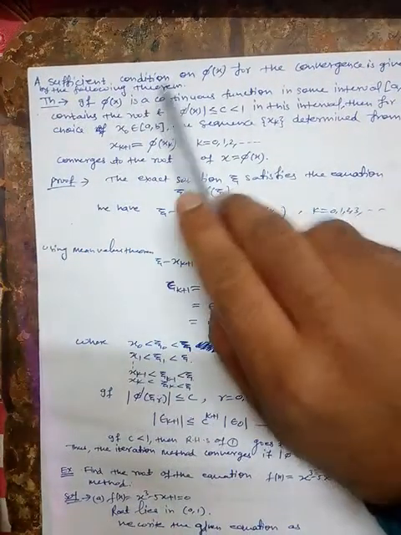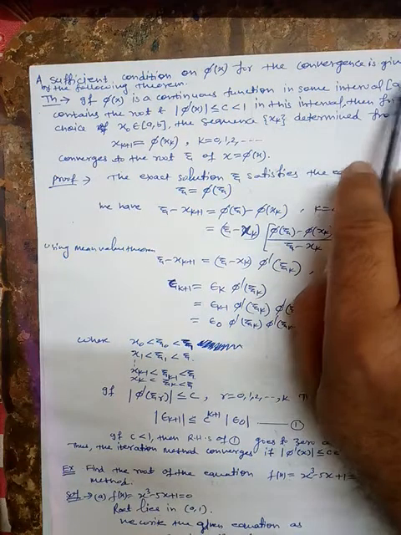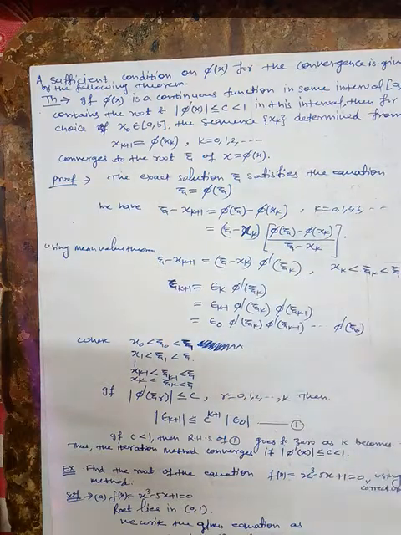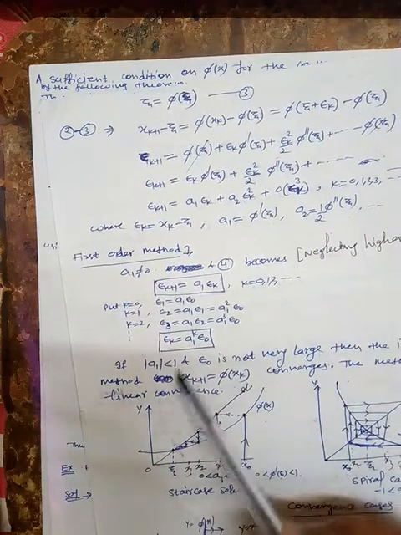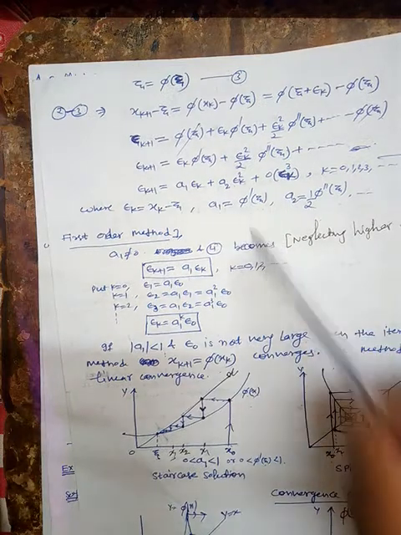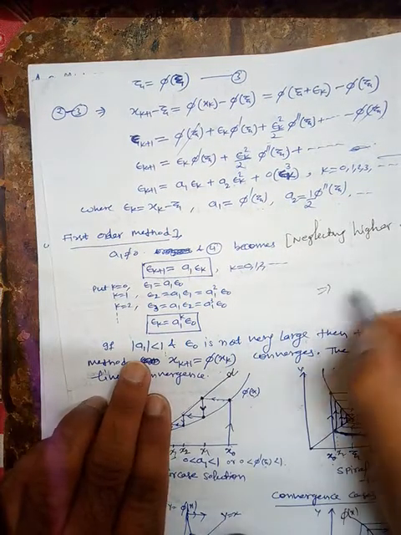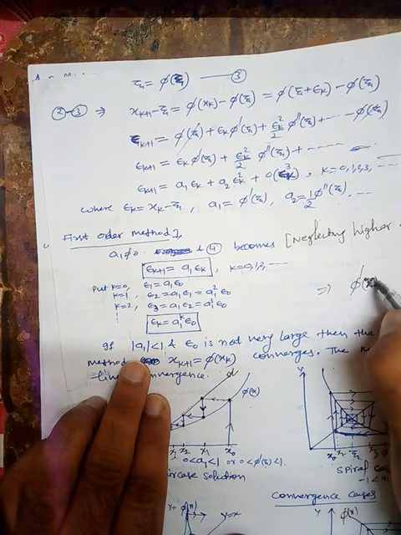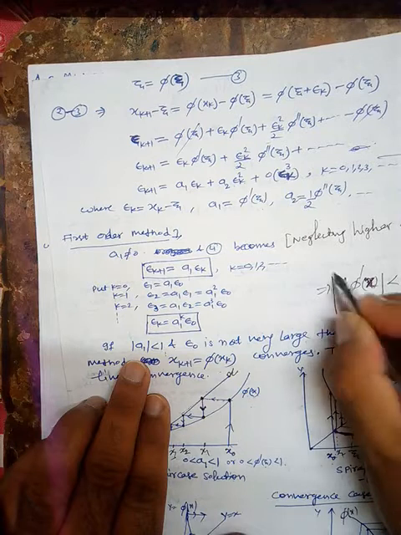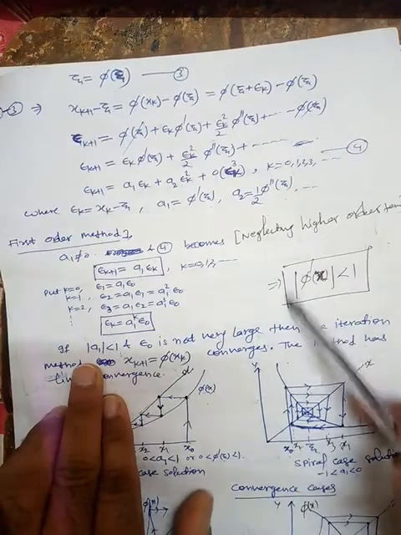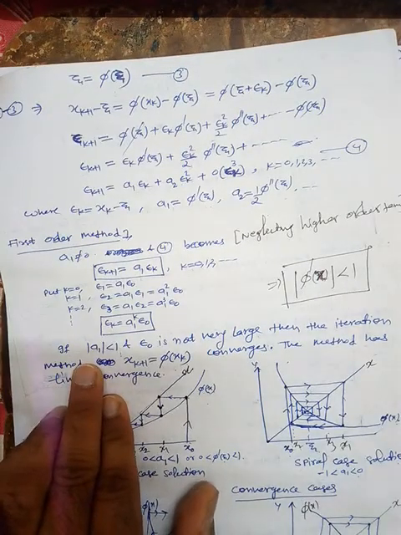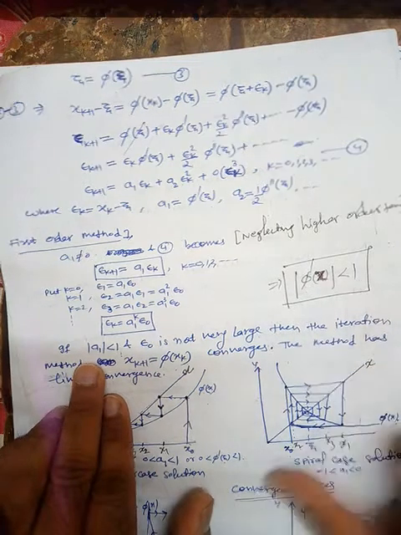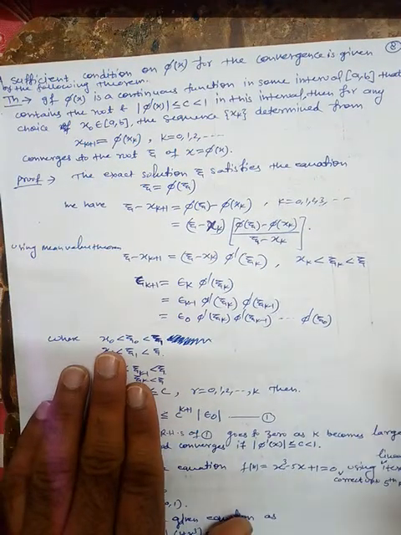So a sufficient condition on phi of x for the convergence is given by the following theorem. What is the condition? The condition is that phi dash xi, or phi dash x in general, should be less than 1, and this will provide the selection of phi. What should be the suitable choice of phi? You can select this phi with the help of this theorem, so that your method will converge.